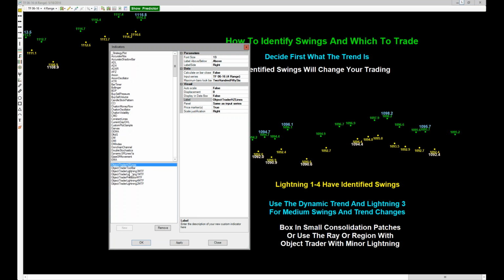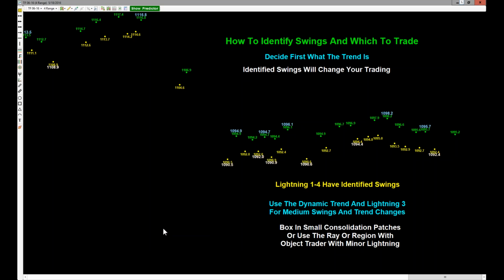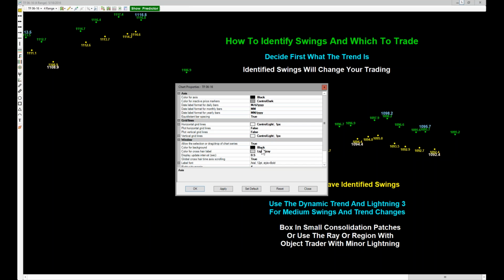That's not a bad idea to have something like this. And you could even black out your background like I did here just by going to properties and selecting a color background instead of black. It's just real easy to build this particular chart.